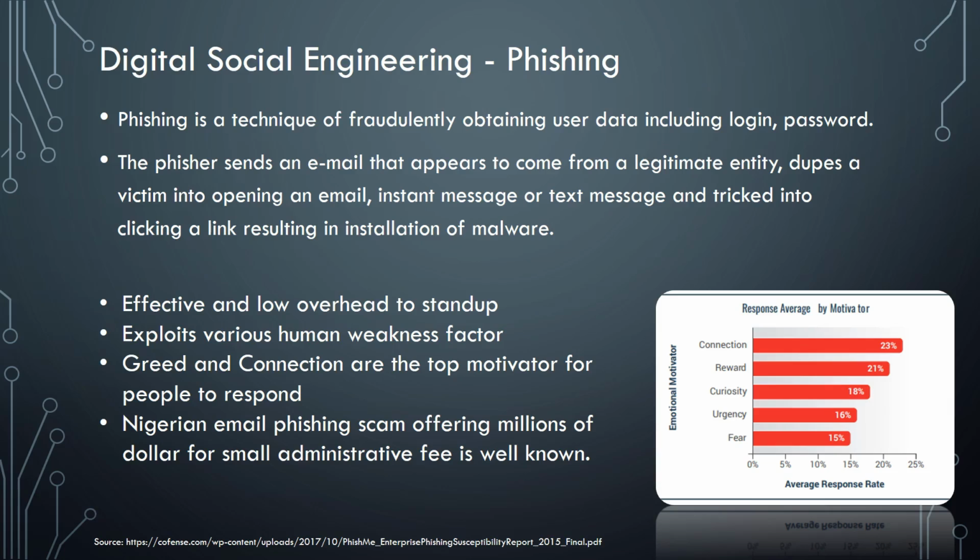It occurs when an attacker, masquerading as a trusted entity, dupes a victim into opening an email, instant message, or a text message. The recipient is then tricked into clicking a malicious link, which can lead to installation of malware, or freezing of the system as part of a ransomware attack, or revealing sensitive information.